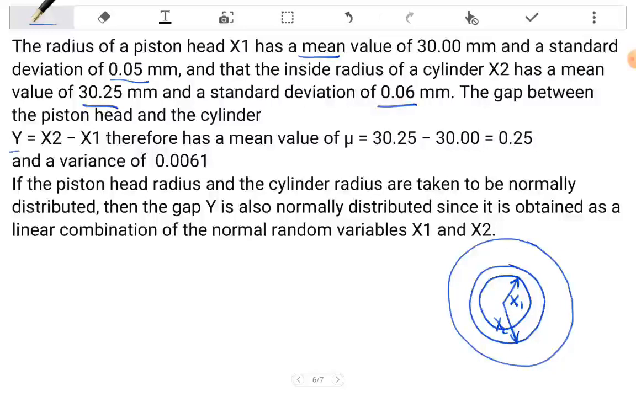And we consider the gap between x2 and x1. And the mean, of course, will be this expression, and the variance, we already found it, was this one. So now if we know that x1 and x2 are normally distributed, then the gap y is also normally distributed. For example, if we need to find, let's ask some question here. What's the probability that the piston head will not fit within a cylinder? Probability that it will not fit.